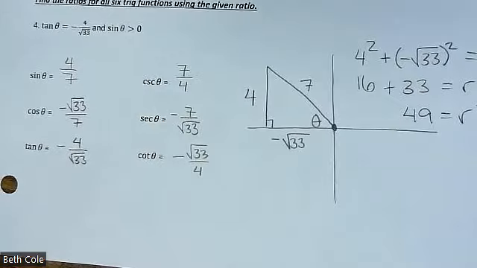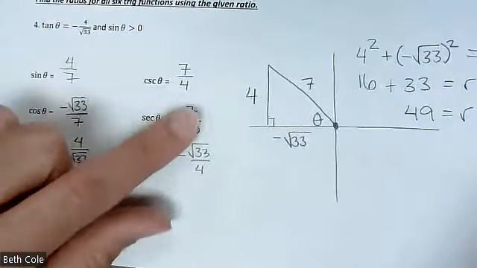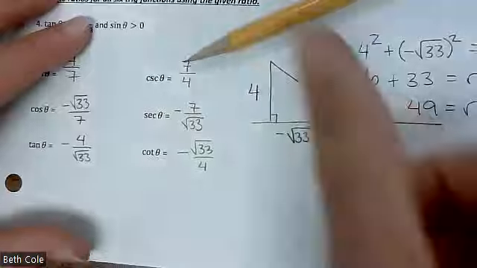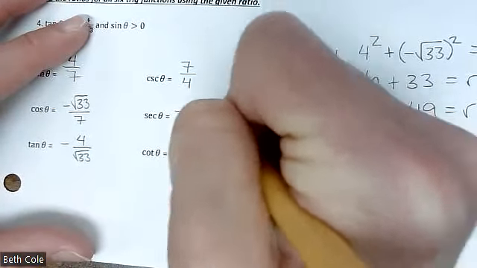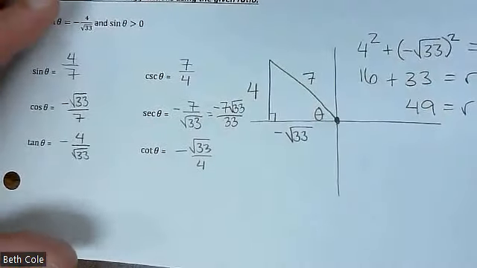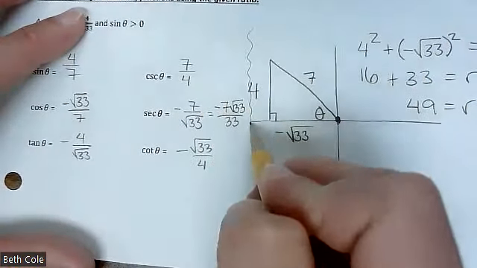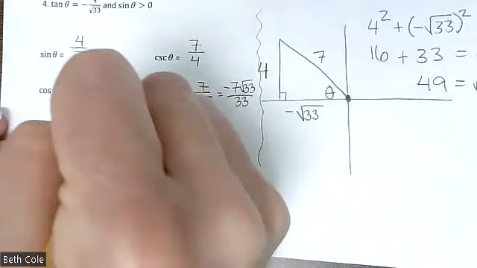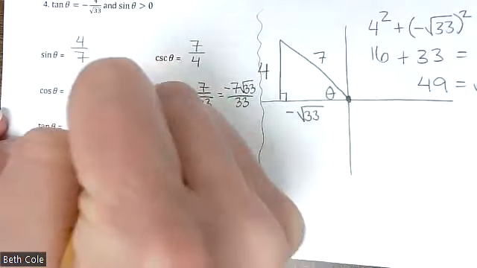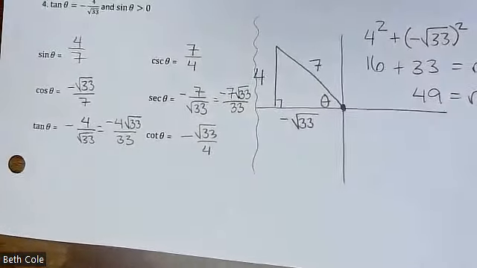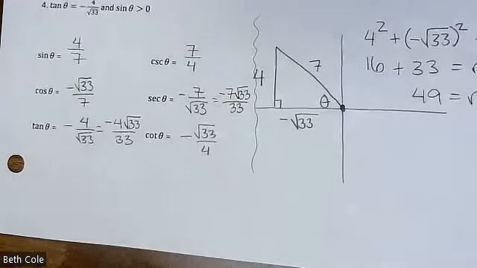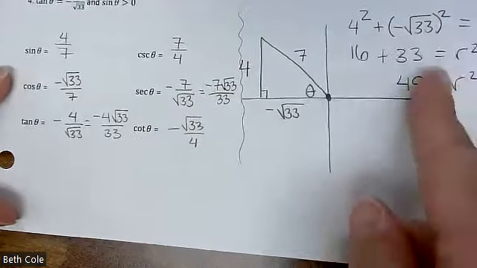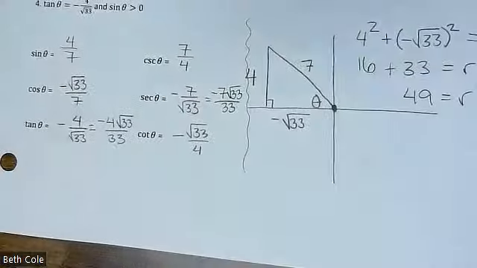Which 2 do we have to go back and rationalize? Yep, secant and tangent. All right, so this will be negative 7 square root of 33 over 33. I'm sorry, I kind of ran into my triangle there. And then this one will be negative 4 square root of 33 over 33. So once you have your triangle, you just go list out all the answers. You decide what quadrant it's in, you use your Pythagorean theorem to get your other side, and then you write out your answers. Cool.